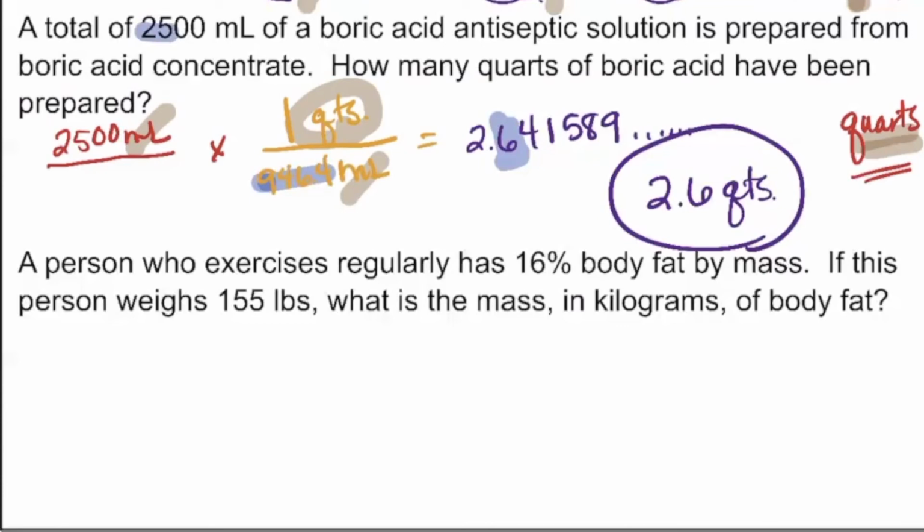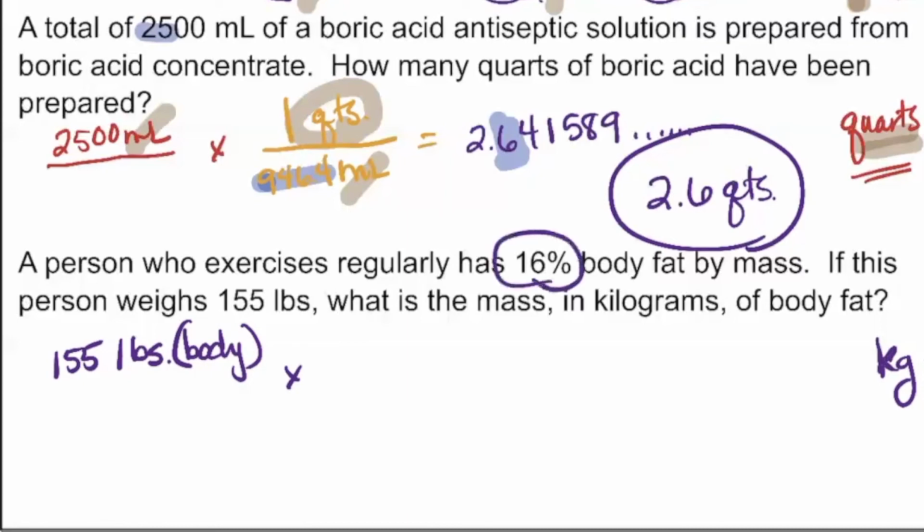A person who exercises regularly typically has 15% body fat by mass. If this person weighs 155 pounds, what is the mass in kilograms of body fat? So what are we given? 155 pounds, that's the full body, and we want to know the kilograms of fat. So if we have 155 pounds of body and we want to get to kilograms of fat, we have this 16% by mass. And so if we're talking about 16%, we do 16 pounds of fat per 100 pounds of body.